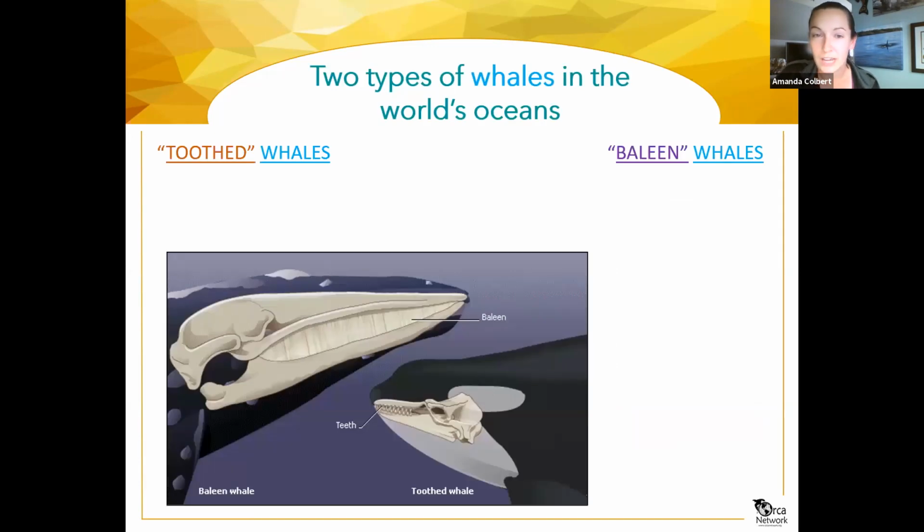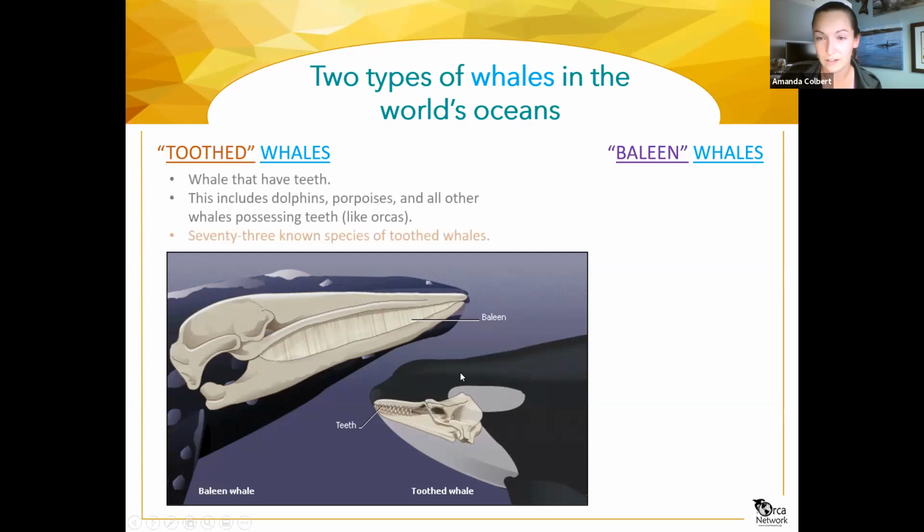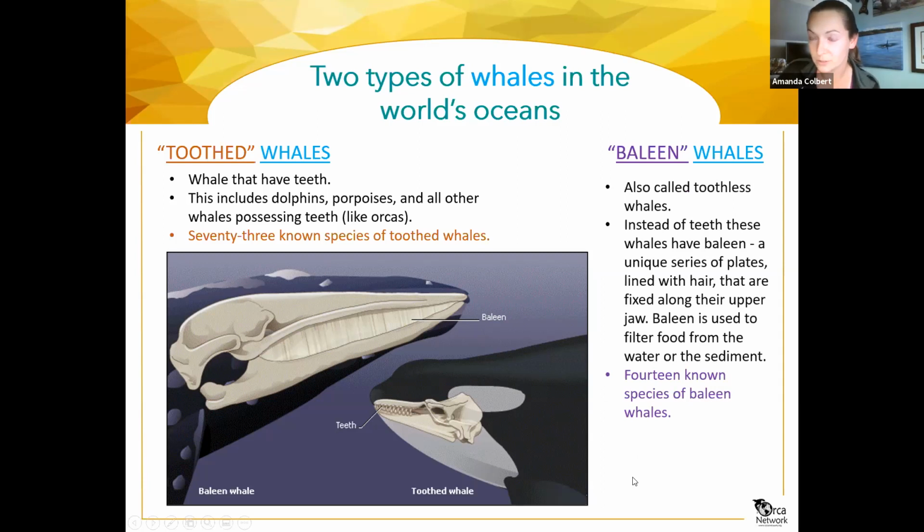And we also have two types of whales in the world's oceans. Anywhere you go, you're going to find either toothed whales, which I have down here, whales with teeth, or baleen whales, which is this one right here. Our toothed whales include dolphins, porpoises, and all other whales with teeth, depending on how we classify them. From what scientists have discovered and what we know right now, there are 73 known species of toothed whales in the oceans. Now, our baleen whales are also called toothless whales.